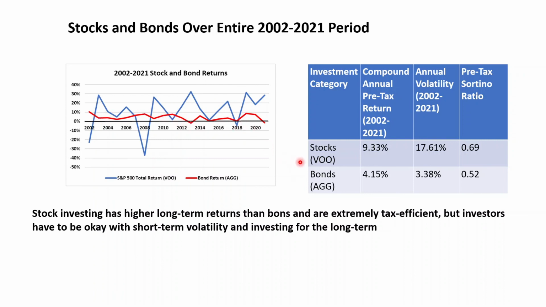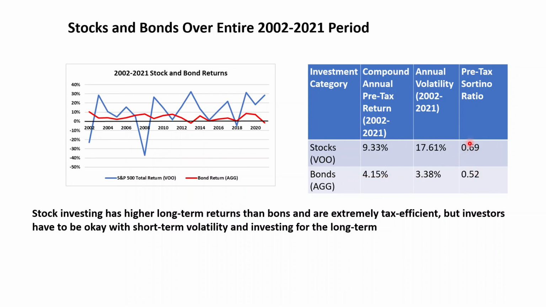So when we look at this, we're essentially seeing the entire period. For stocks, if you're investing for the long term, you made about 9.33%. This was the volatility here. Again, the pre-tax Sortino ratio is 0.69 because you had the bad decade and then you had the great decade, right? Bonds, you had the opposite. They had the good decade and they had the bad decade.